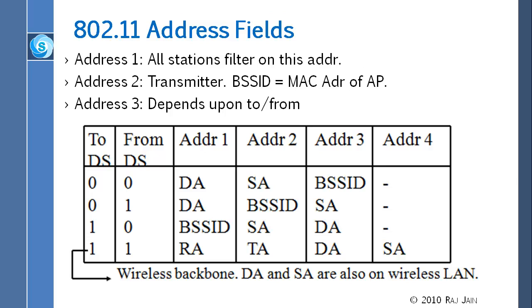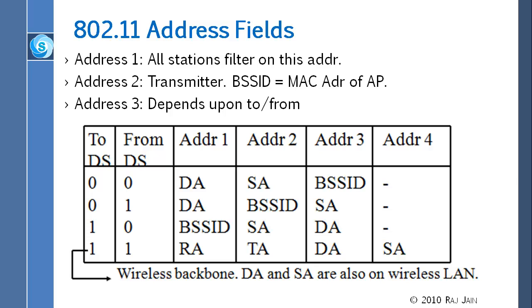coming from the DS and going to the wireless, and therefore it has only these two addresses, BSSID, the destination, and the original source address. This is going to DS, and so it has the final destination address and the BSSID. So BSSID is basically the access point. So it will go to the access point.